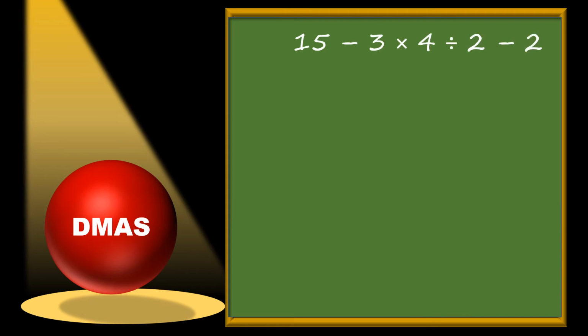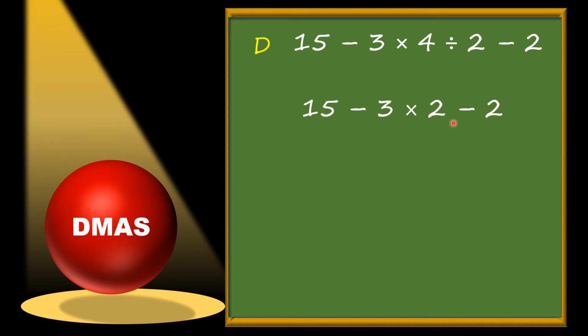Here is a question. Question is this: 15 minus 3 multiply 4 divide 2 minus 2. Here are subtraction, multiplication and division. 3 operations are given. According to this rule, because here is division, at first we need to do divide. 4 divided by 2. So we get this. After division, 15 minus 3, 4 divided by 2 equals to 2, minus 2.